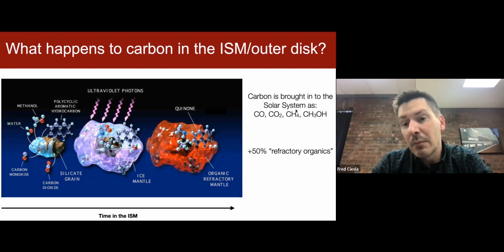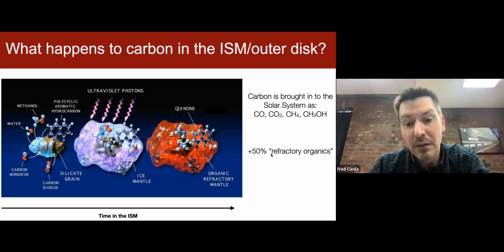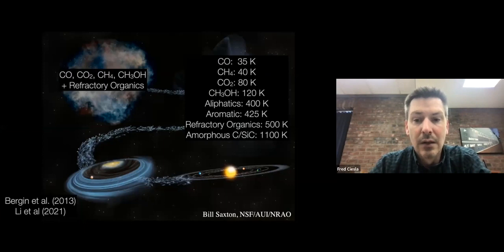It's important because remember, we talked about these as being volatile ices, but the organics, these other species that form from these disequilibrium reactions, are going to be stable at much higher temperatures. And when we look at the carbon that's contained in, say, the chondrites, we find a lot of that carbon is in organics. So we think there may be a connection here.